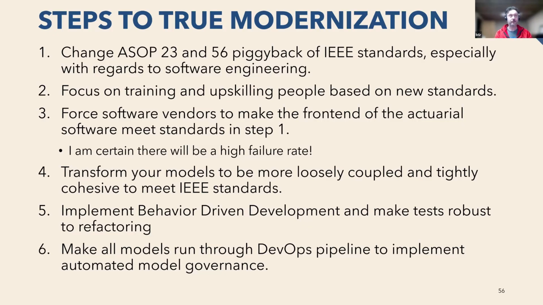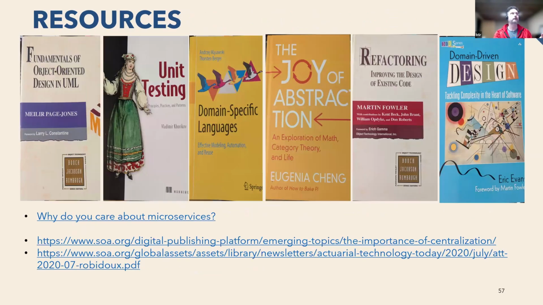Then we force our software vendors to fix the front end that the actuary uses, right? I just showed you how to do it with Prophet and ALFA. Basically we've got to modularize it and give them the functional things, right? And I imagine that I have a high failure rate. Then we need to transform our models. Then we can start putting things through our DevOps pipelines and things of this nature.